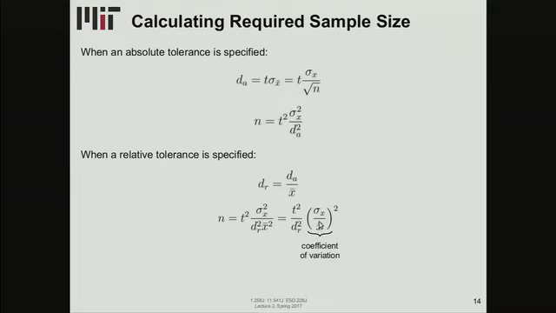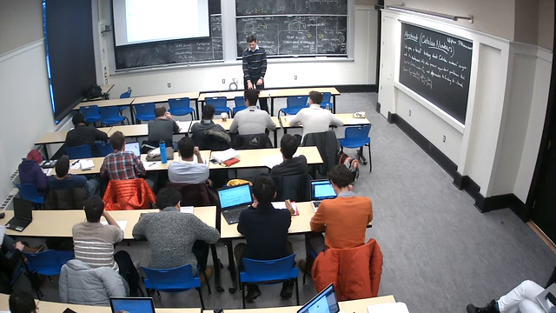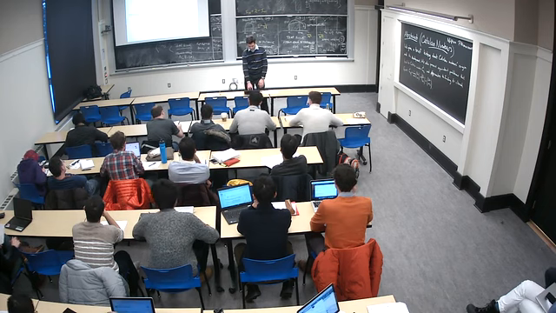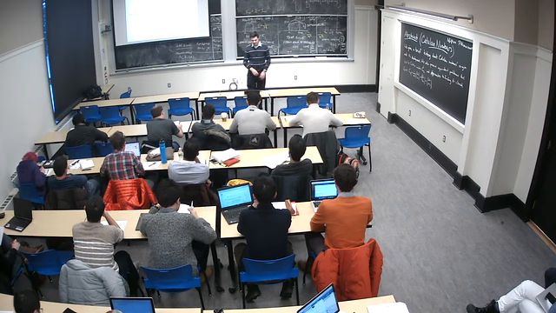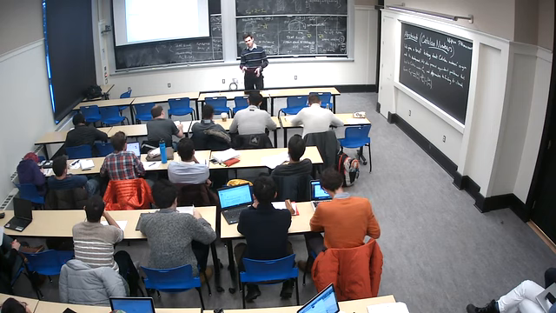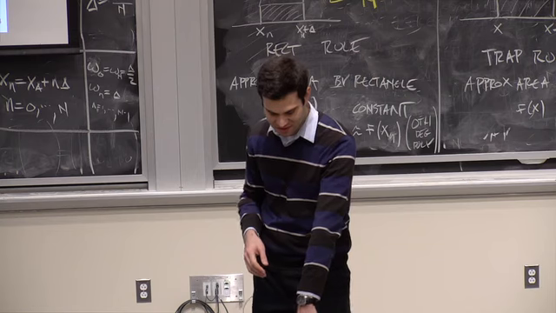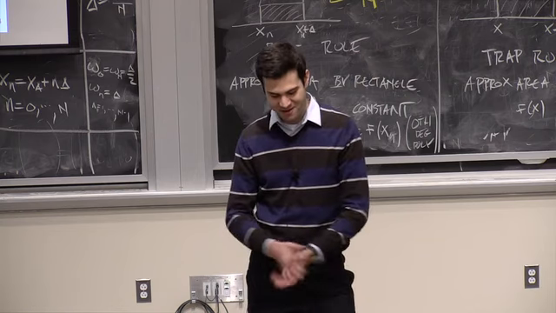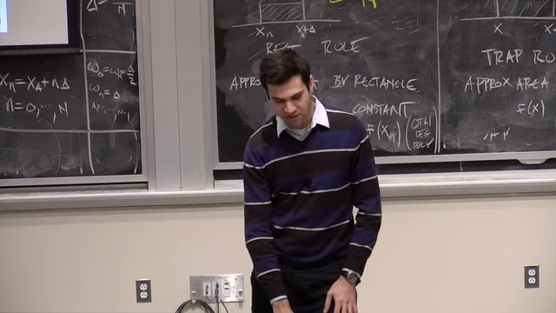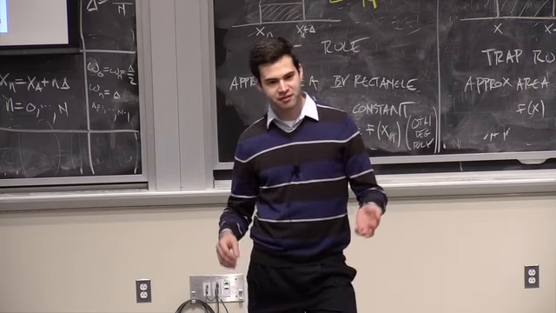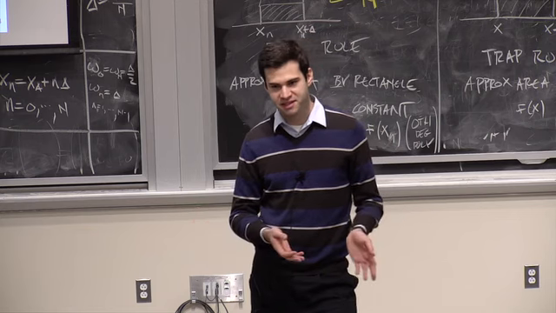Okay, this quantity, sample standard deviation divided by sample mean, is called the coefficient of variation. And there's a convenience to this, and there's actually a reason why sometimes relative tolerance is preferred to absolute tolerance: because there's a mathematically convenient property coming out of this, that you don't need to know the standard deviation of what you're collecting to figure out your sample size.